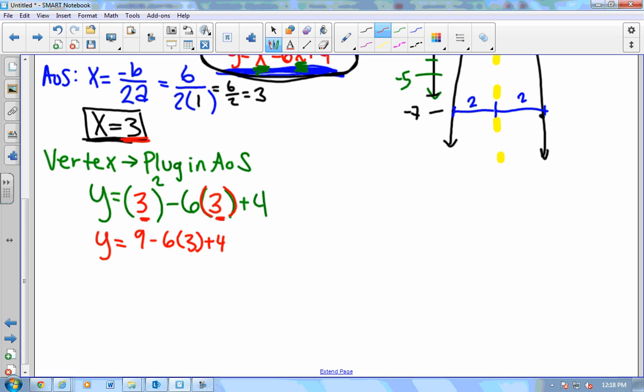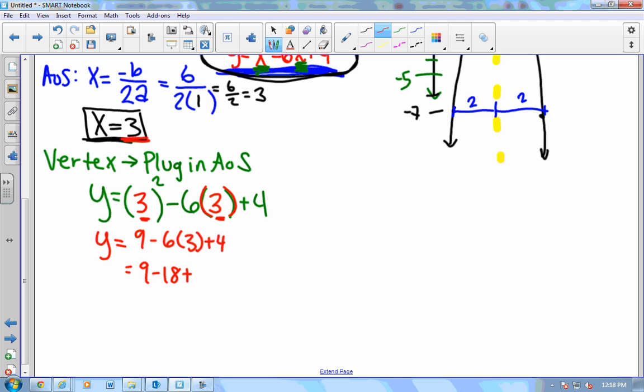What comes after exponents? Get paper out, please. What comes after exponents, guys? Multiply. The negative 6 times 3 would be negative 18.